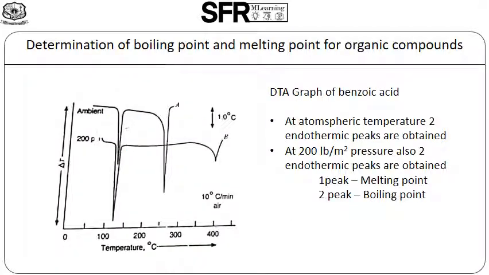We are able to determine the boiling point and the melting point of organic compounds using DTA. The DTA graph of benzoic acid is shown in the figure. The DTA graph of benzoic acid is analyzed at atmospheric pressure and also at high pressure. In both the analyses, two endothermic peaks are obtained. The first endothermic peak is due to the melting point of benzoic acid and the second endothermic peak is due to the boiling point of benzoic acid.